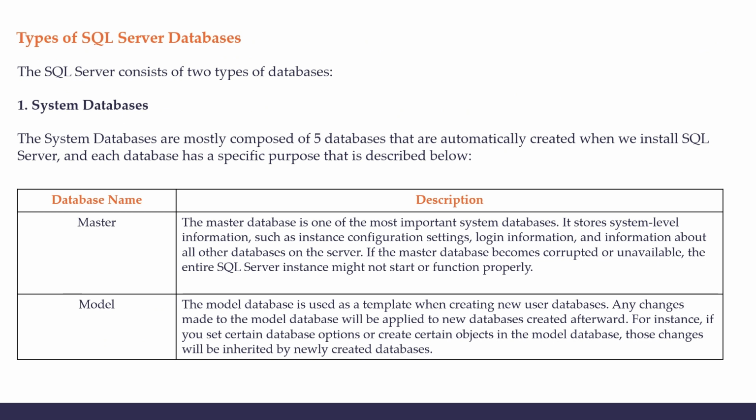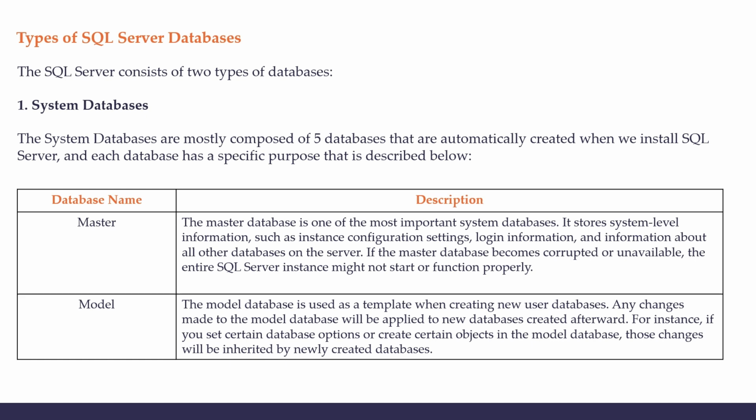Types of SQL Server databases. The SQL Server consists of two types of databases. 1. System databases. The system databases are mostly composed of 5 databases that are automatically created when we install SQL Server, and each database has a specific purpose that is described below.